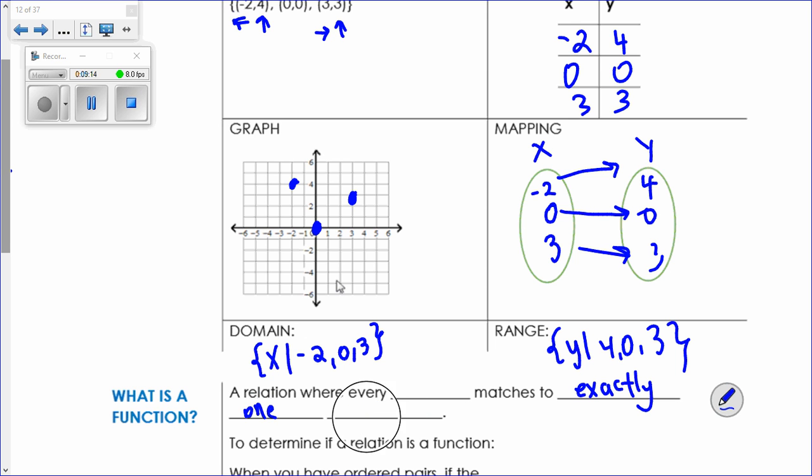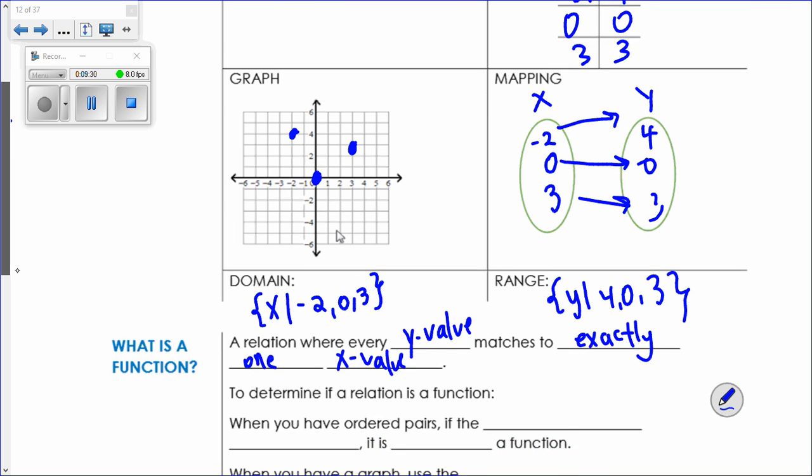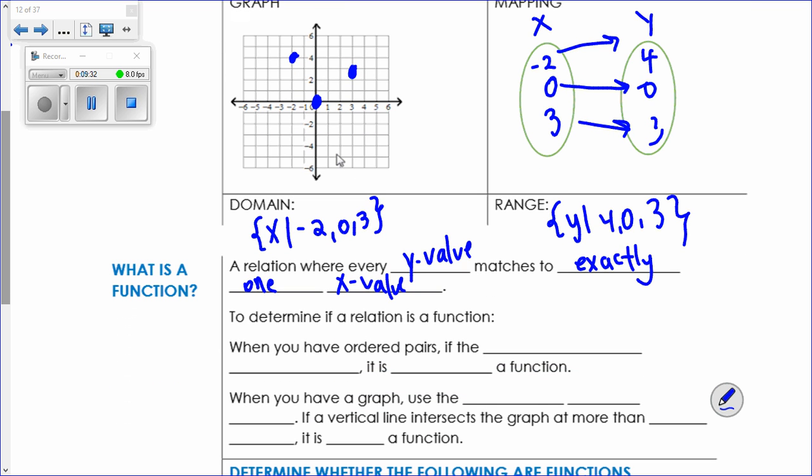Let's reverse that. Every y value matches to exactly 1 x value. So while y values can repeat, x values cannot.